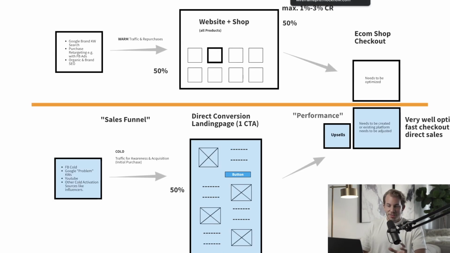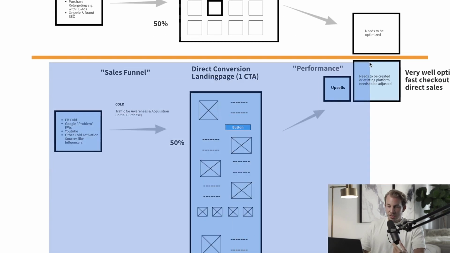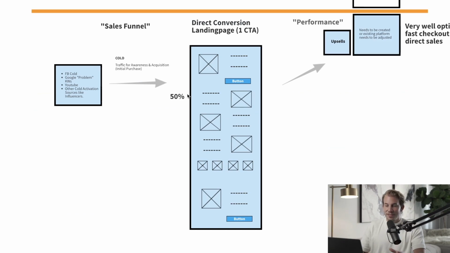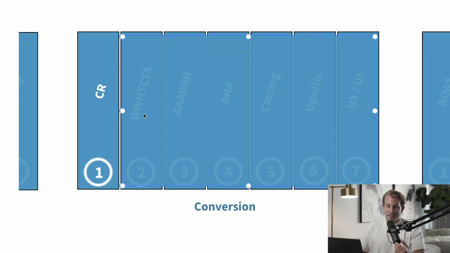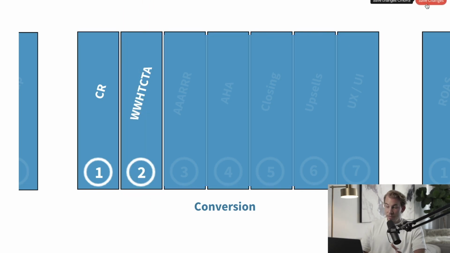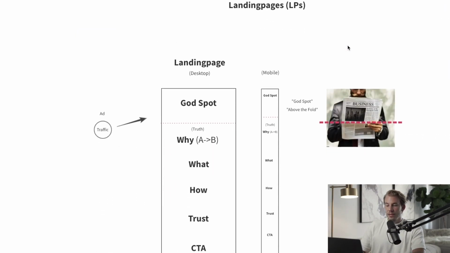And now that we have understood this basic principle of building additional landing pages instead of just having everything in one website, we can have a look at how the psychology of such a landing page works. The title of this video is a combination of some letters, which I will explain. The name of this video lesson is the combination of these letters here, and it stands for WWHTCTA. And it refers to the way these landing pages are built.